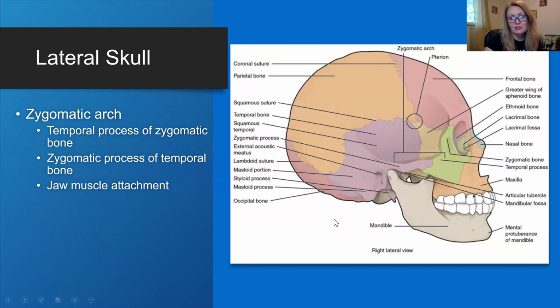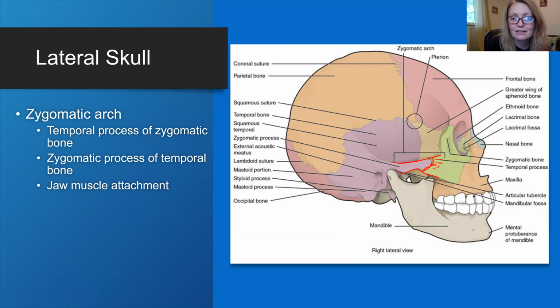Now, if you look at a lateral view of the skull, what can we see here? We can see this nice structure called the zygomatic arch. That makes your cheekbones. It's made of two bones fused together, shown here in green and here in purple. The green bone is called the zygomatic bone. The purple bone is called the temporal bone.